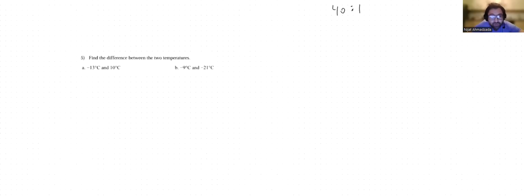Question number 5, find the difference between two temperatures. So we have to find the difference, okay? The difference can never be negative, because whatever the difference is, I can tell you, what is the difference between -3 and 5, right?